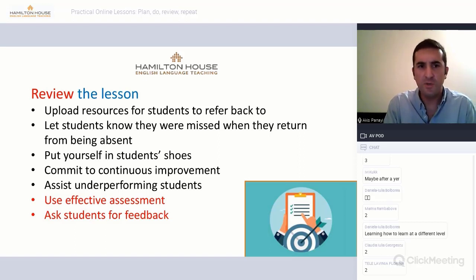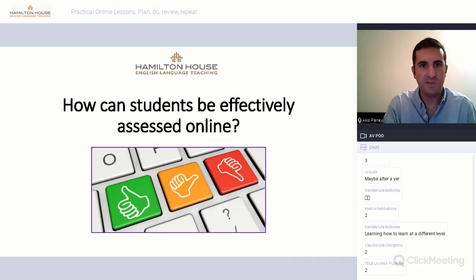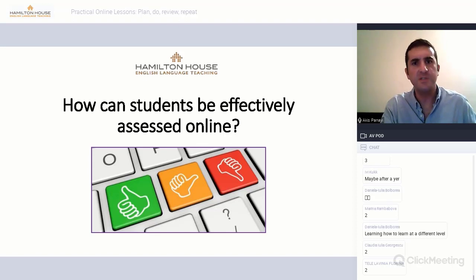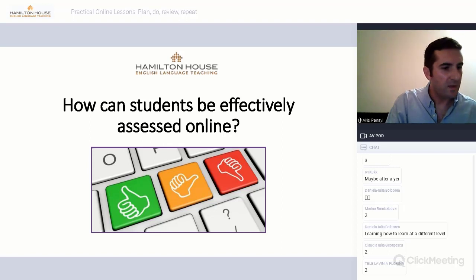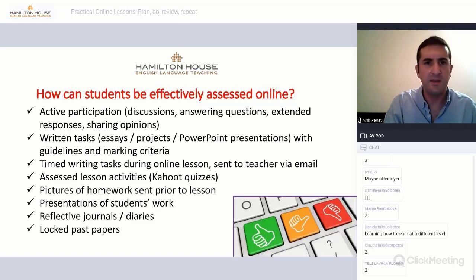Now, those 2 bullet points are highlighted because we are going to focus on those 2 for the next part of this presentation. And we will start with the assessment. How can students be effectively assessed online? Well, there are a lot of ideas, and we will try to cover as many as possible. How can students be effectively assessed online?